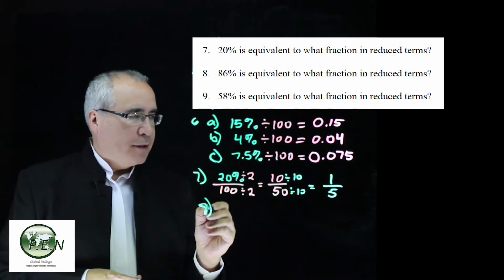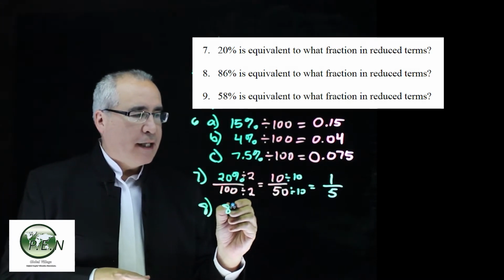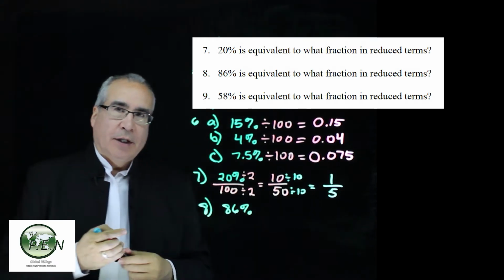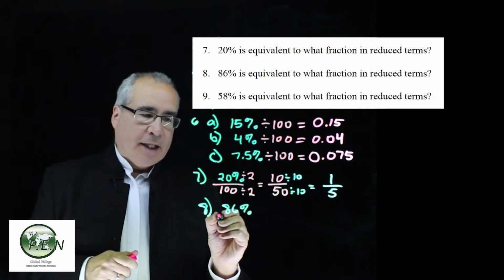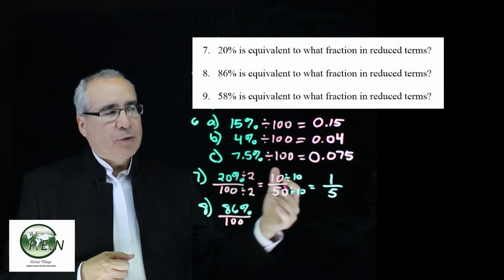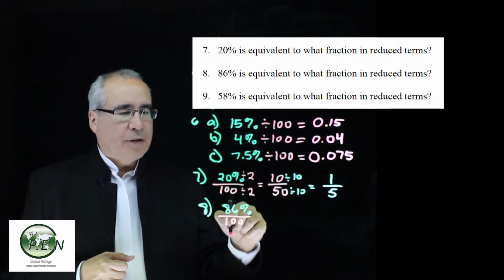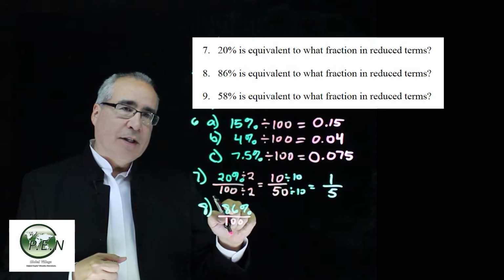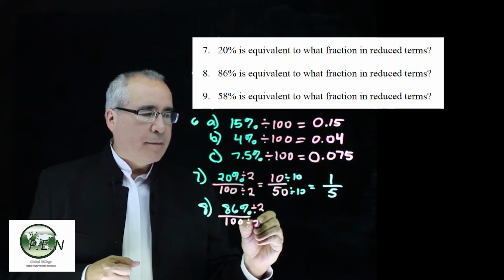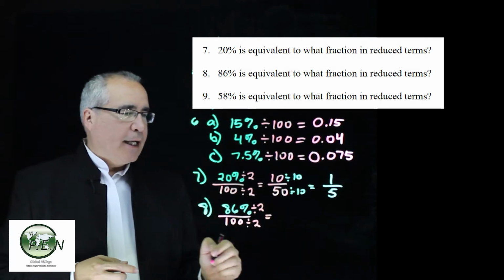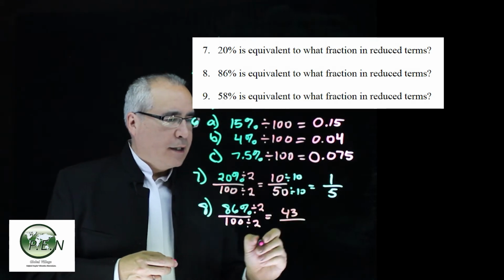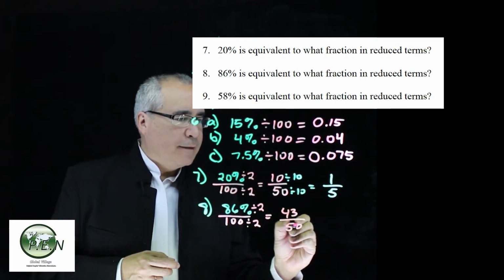For number 8, we're going to take the similar approach. We've got an 86%. And again, we want to turn it to a reduced fraction. So just the process, we divide by 100. But in this case, since we want a fraction as a result, we're just going to reduce. Again, 6 is an even number, 0 is an even number. So I'm just going to divide the top by 2, divide the bottom by 2. Gets me started. 86 divided by 2 is 43. 100 divided by 2 is 50.